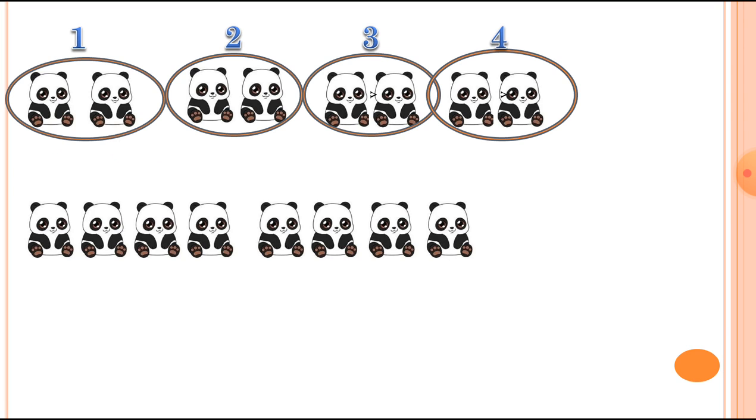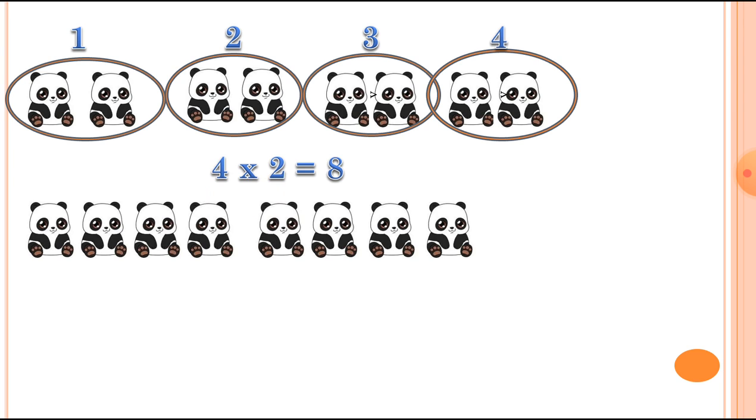So in which way can we write this down? Here I am writing there are total 4 groups. That's why I am writing number 4 here. And each group has 2 pandas. You can see here is 2, here is 2 pandas, here is also, and here is also 2 pandas. So we are writing there are 4 groups and each group has 2 pandas. So 4 twos is equal to 8. We are getting the answer 8. And total there are 8 pandas.